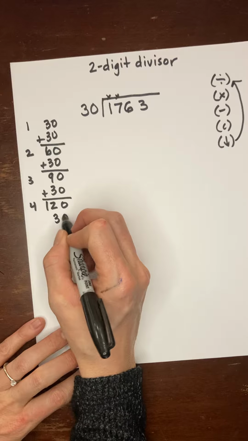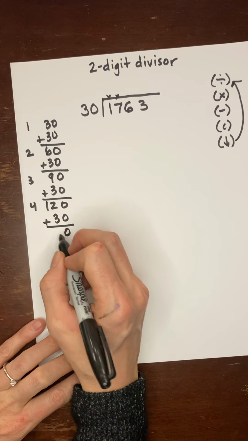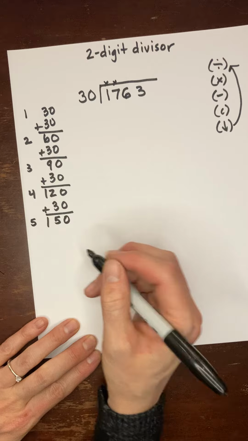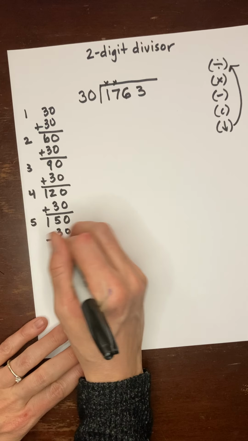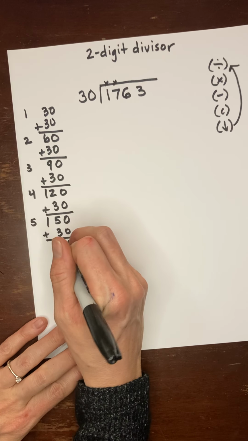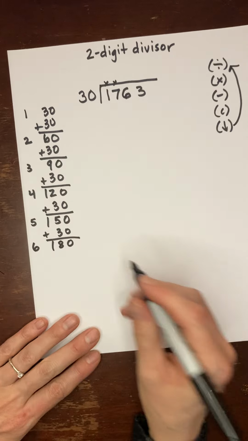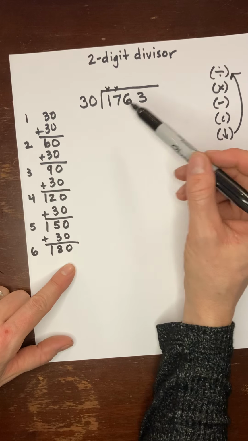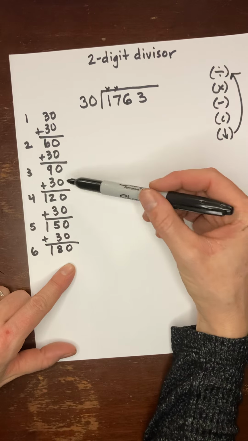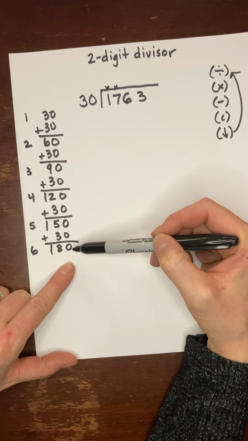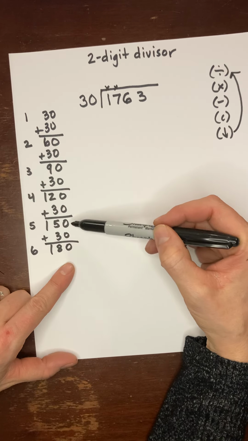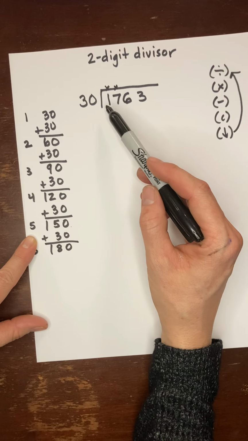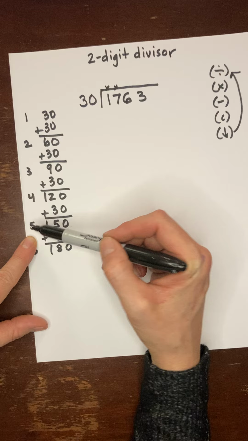Let's keep going. 0, 5, 1. That's 5 30s. Let's do another one. That's 6 30s. Okay, so now we want to look at this list. How close can we get to 176 without going over? Well, we've got 120, 150, and then 180. 180 is too big, so we're going to go back up to 150. So that means 30 goes into 176 5 times.